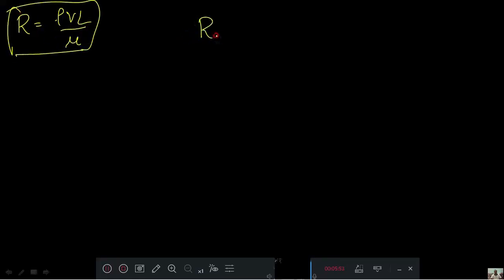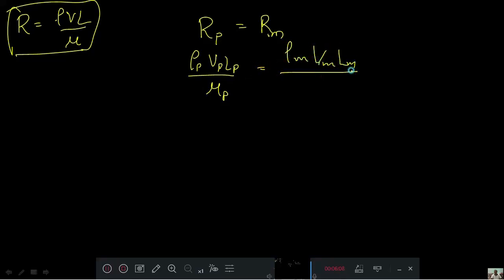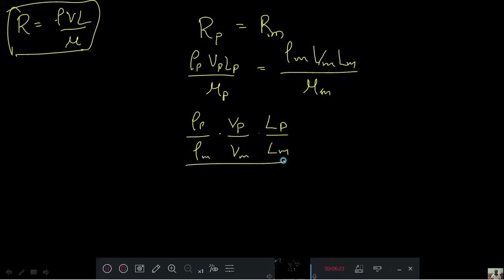Right. Then what is the Reynolds number? Basically we know it as rho V L by mu. This is the formula for the Reynolds number. So the Reynolds number for the prototype and for the model must be equal, means rho p Vp Lp divided by mu p is equal to rho m Vm Lm divided by mu m. And I will rearrange the terms here: rho p by rho m, and Vp by Vm, and Lp by Lm, whole divided by mu p by mu m.